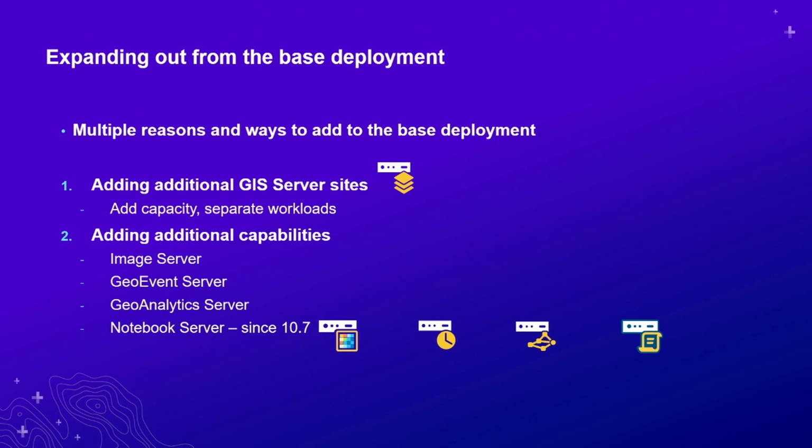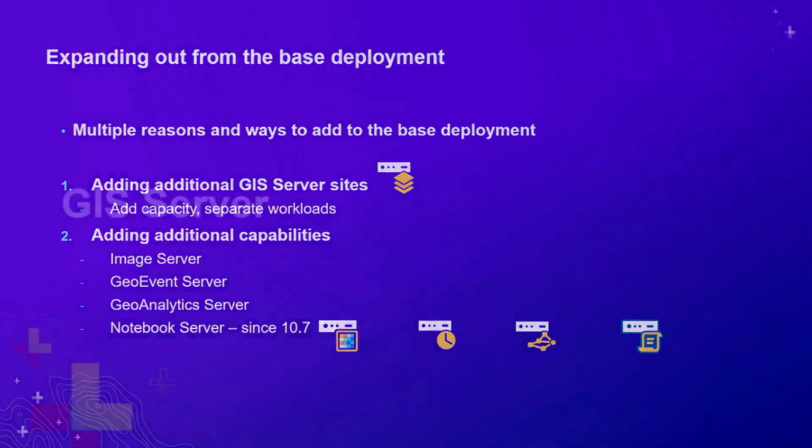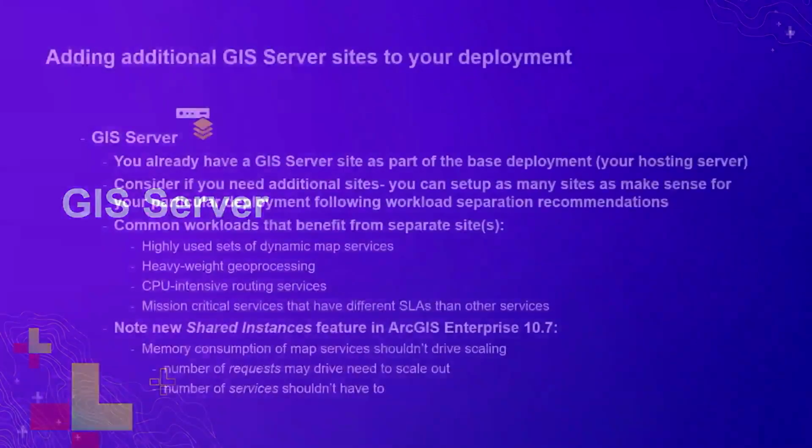The second reason and method for adding to the base deployment is adding those additional capabilities. I mentioned Image, GeoEvent, GeoAnalytics, and Notebook Server are all different server roles that you can add to ArcGIS Enterprise. Image Server provides those imagery and raster capabilities. GeoEvent is about real time. GeoAnalytics is about big data analytics and processing, and then Jupyter Notebooks is what comes in through your Notebook Server that's been available since 10.7.